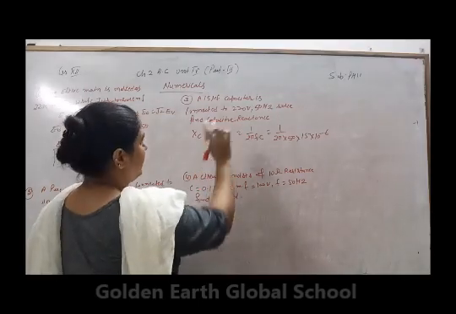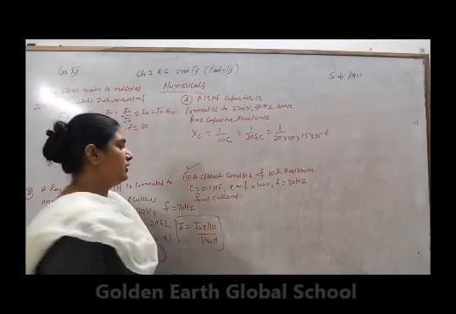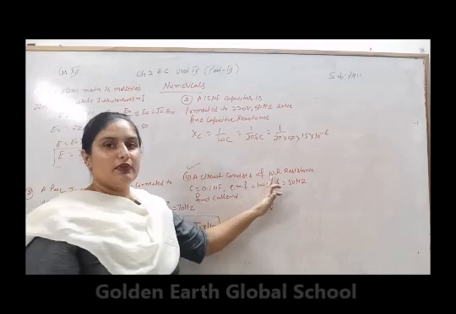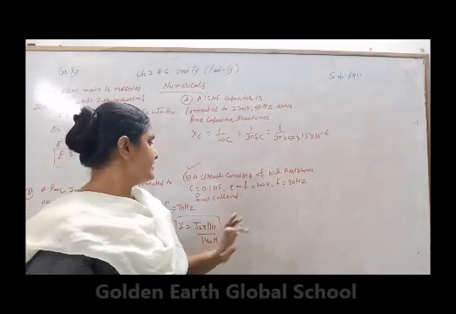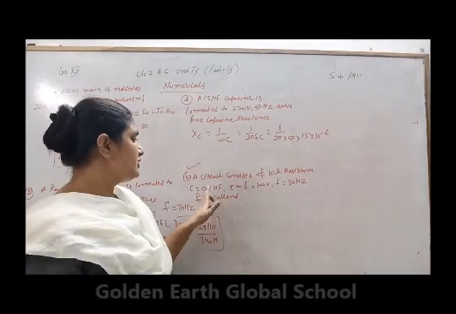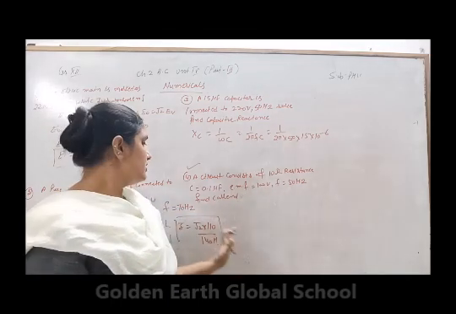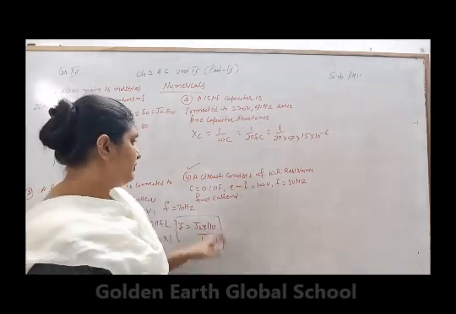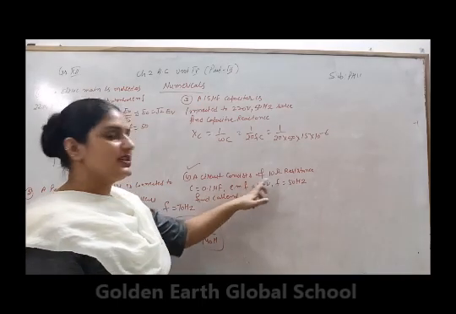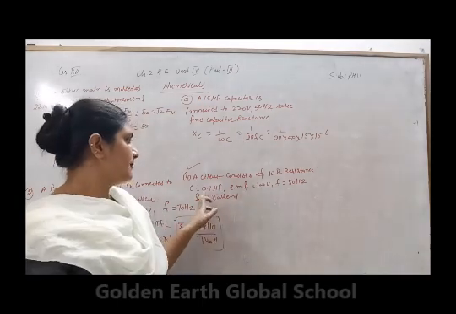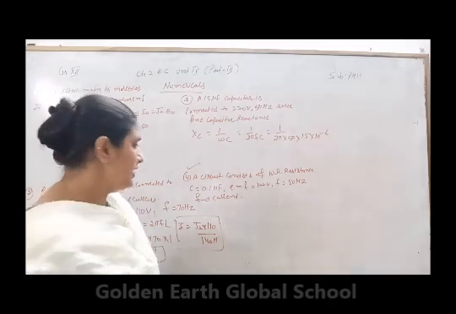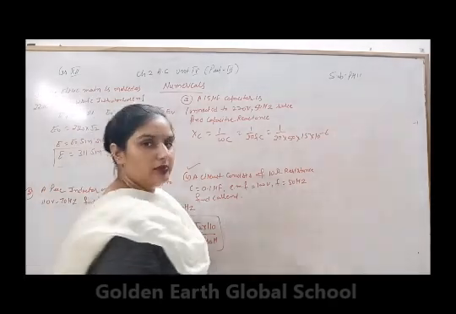Next, the fourth question. A circuit consists of a 10 ohm resistance. C is equal to this much. EMF is 100 volt. f is equal to 50 hertz. Find the current in the circuit. Means we have given the CR series circuit. In this case we have to calculate the current.